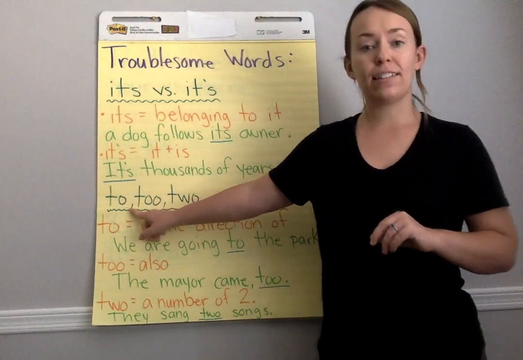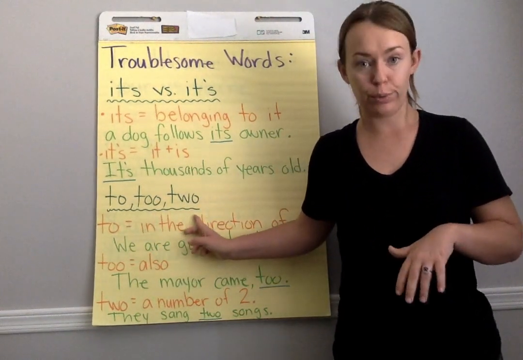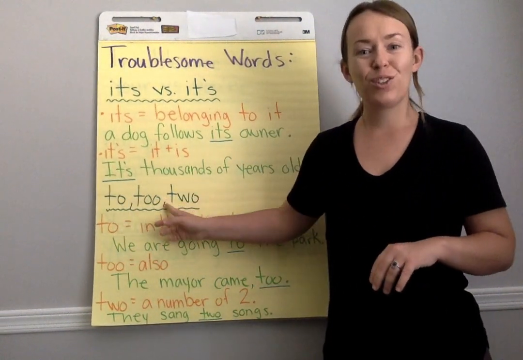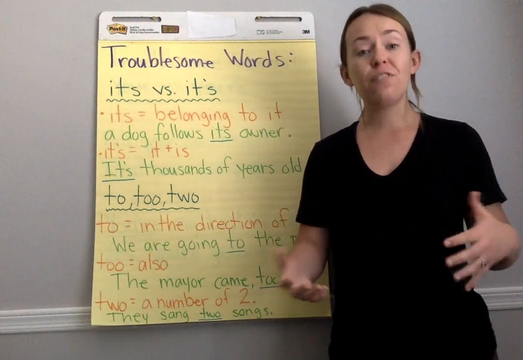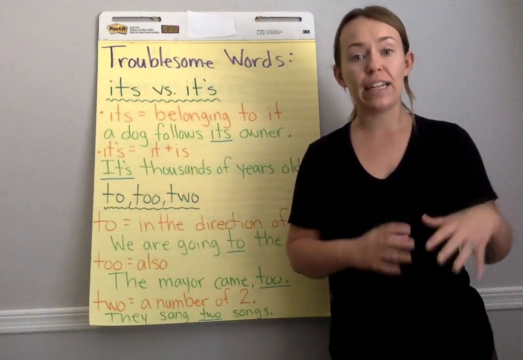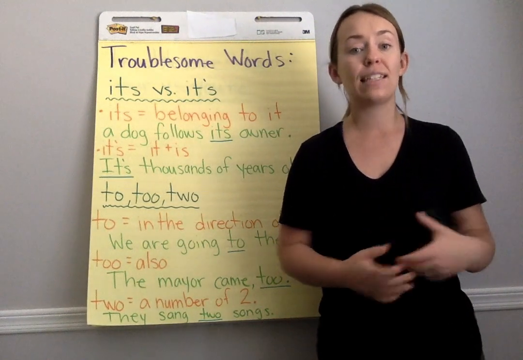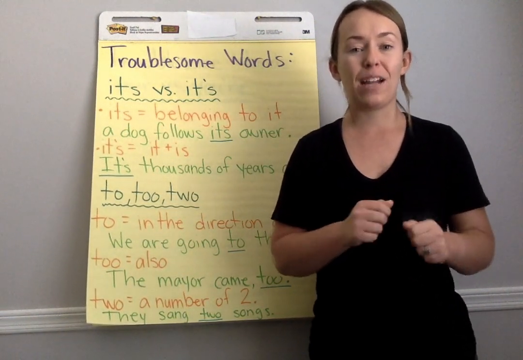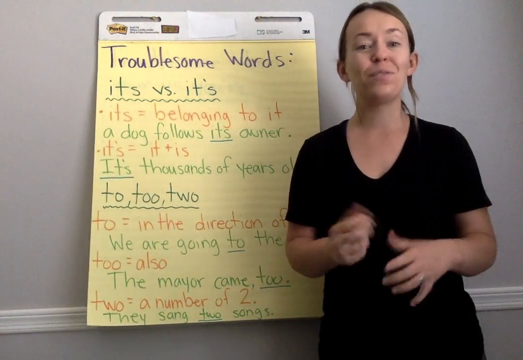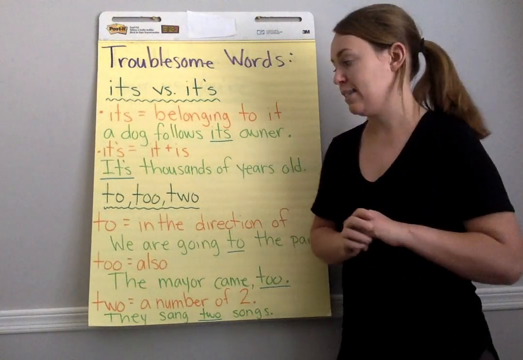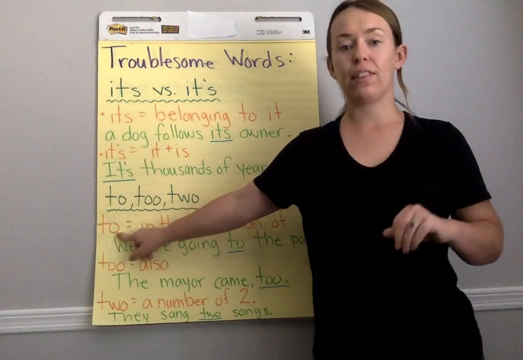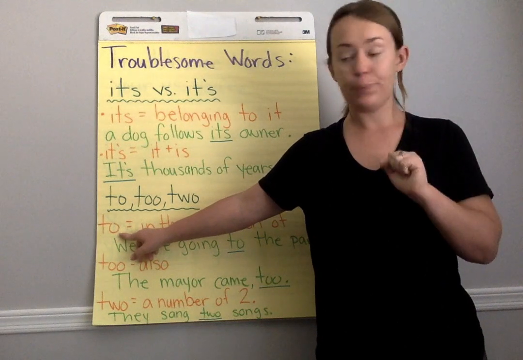Now we're going to move on to the three different types of to. We've got to, too, and two. There's three very different meanings for each of these different spellings. I know they sound the same, but your grammar will get marked down if you use the wrong one in the wrong sentence, okay? So the first one, the to with one O.